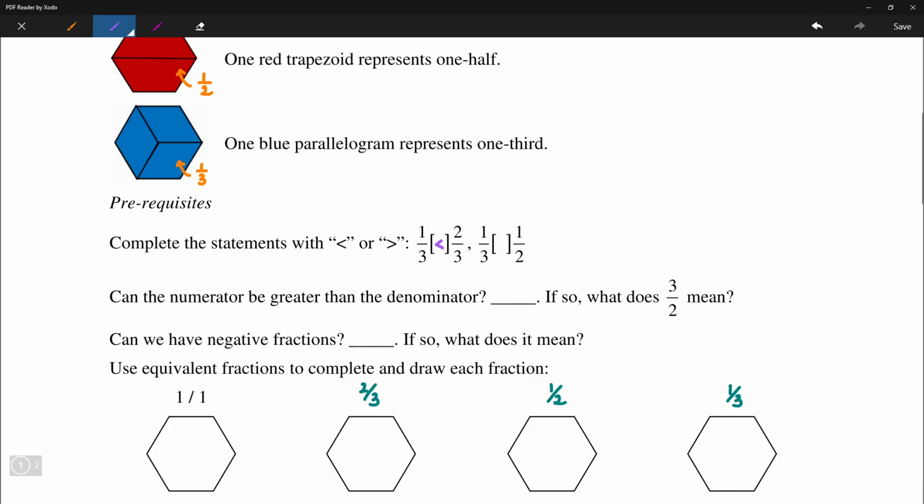Okay. In the second case, we have the same numerator. However, the denominators are different. We have 1/3 compared to 1/2. And as we can see here, 1/3 is less than 1/2. We can also see this with the pattern blocks example from above. 1/3, the blue parallelogram, is smaller than 1/2, which is represented by the red trapezoid.